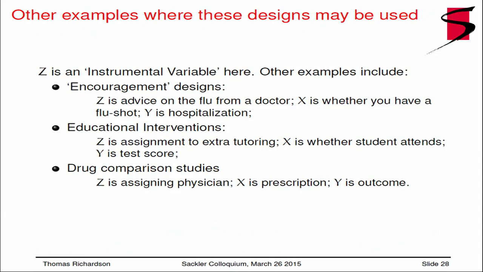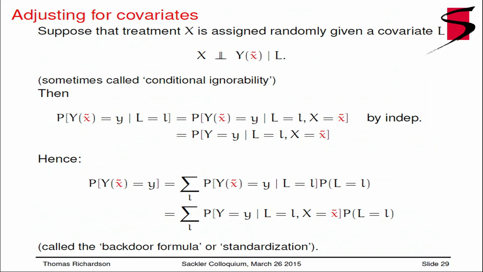Okay, and there are other examples where these designs can be used. So for example, encouragement designs, where we're encouraging someone to take a treatment, or an educational intervention where people are randomly assigned vouchers that, if they use them, provide them access to optional tutoring, and then X is whether they actually attend the optional tutoring and so on.